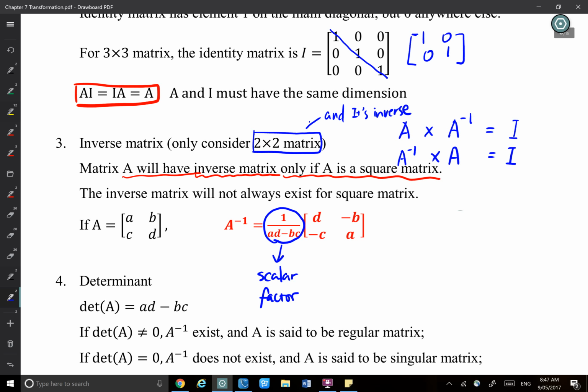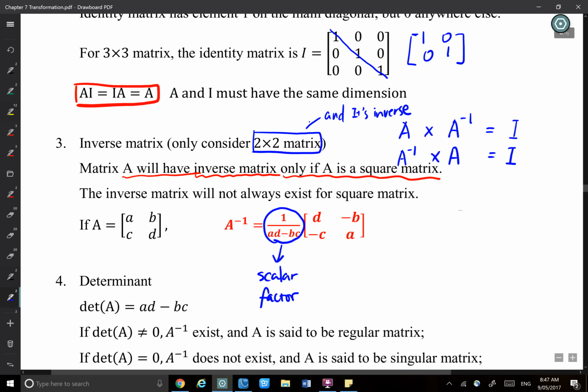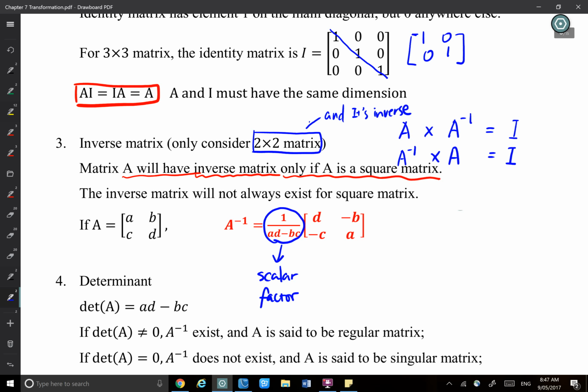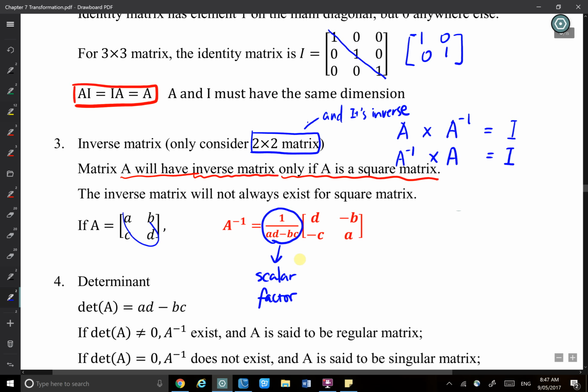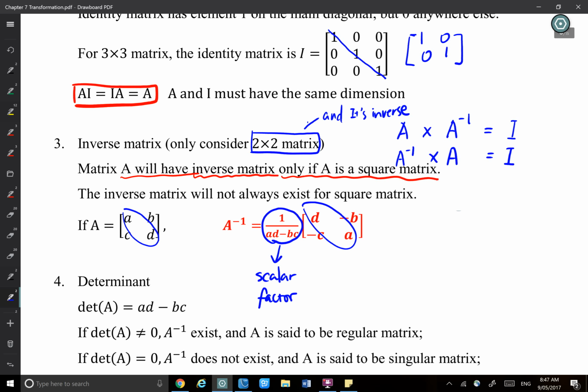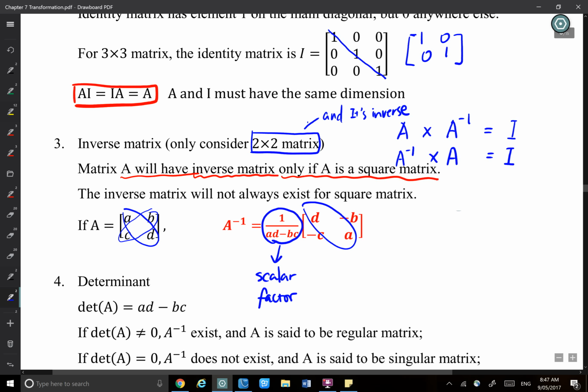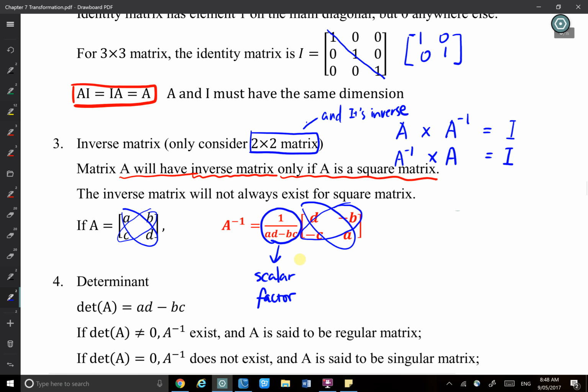And then inside the matrix, what we'll do is change the order for the main diagonal. Change the 2 numbers on the main diagonal. You can see AD here, now this one becomes DA. Change the order of those 2 numbers. And then I will negative the other diagonal's numbers. Can you see the order doesn't change, but I'll negative that.